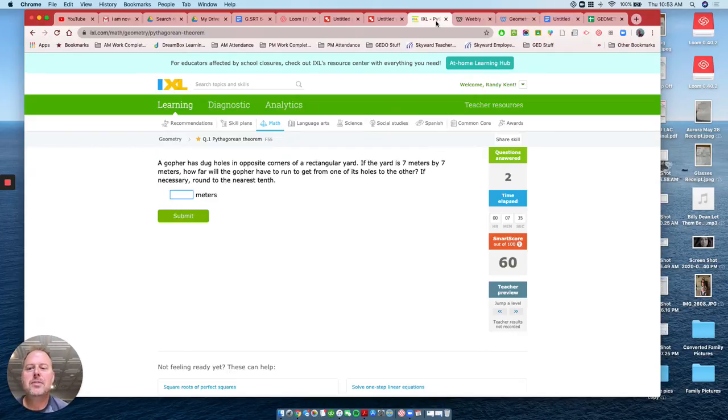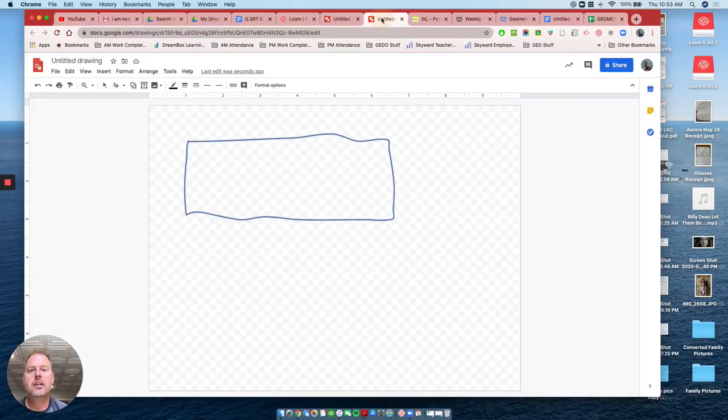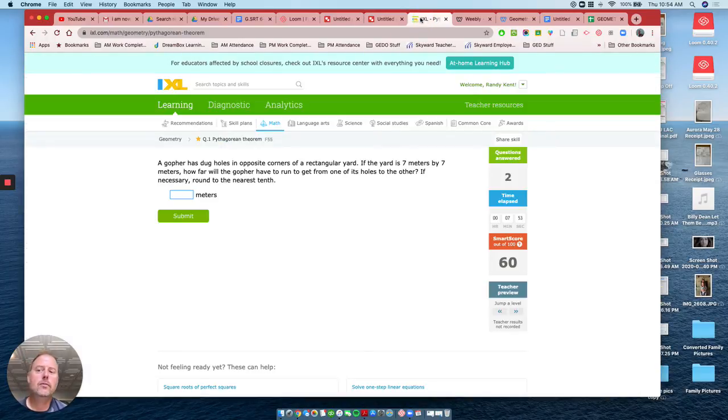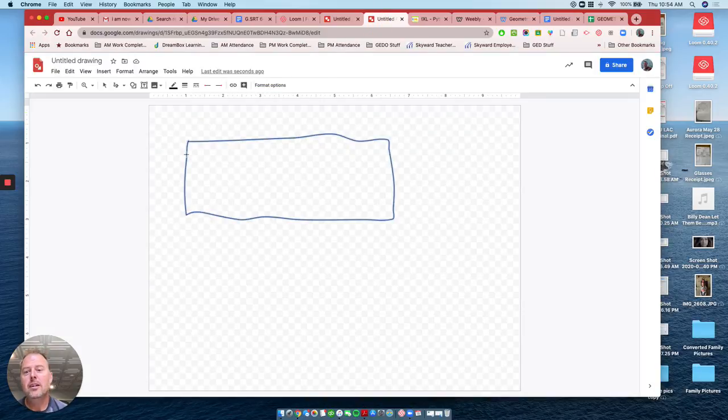So it's at the opposite ends of the rectangular yard. If the yard is 7 meters by 7 meters, how far would the gopher have to run to get from one of its holes to the other, rounded to the nearest tenth? So it's interesting because they're giving a 7 by 7. That's more of a square to me, but I'll go ahead and put it in. So this is 7, and this is 7. Again, the picture's not very accurate. And let's just say the holes go like this. So we're just making a diagonal here.